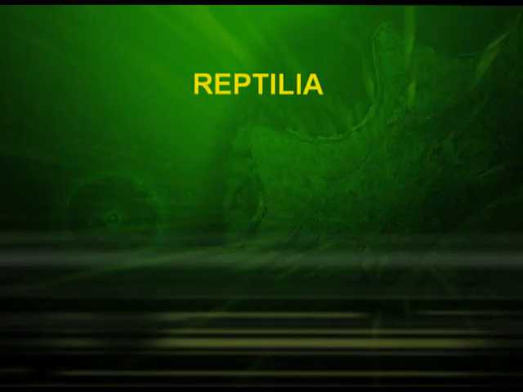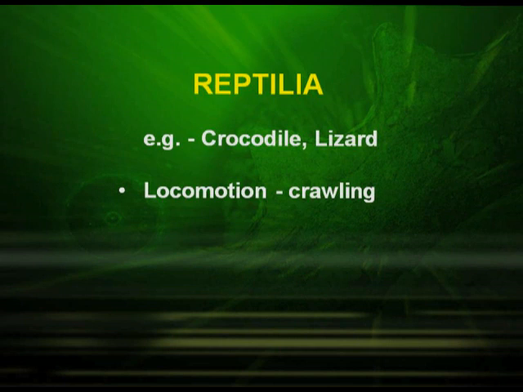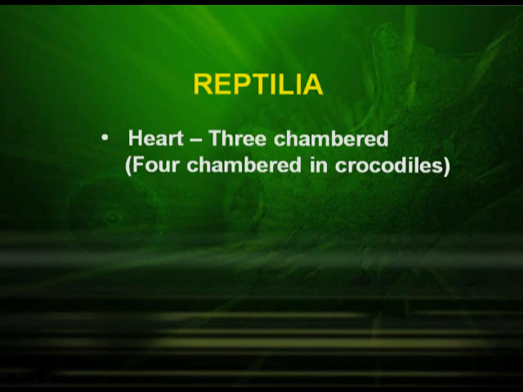Reptilia. Reptilia includes crocodiles and lizards. Their locomotion is by crawling and the body is covered by scales. Heart is generally 3 chambered, but in crocodile it is 4 chambered. They are cold-blooded animals.